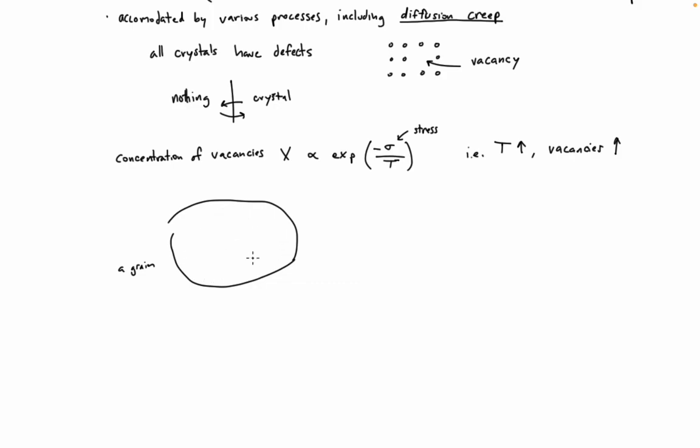For motion to happen, the grains need to change shape. So let's say this grain is being stressed in this direction; it's being squeezed. The vacancies will move. So you'll have areas with higher concentrations of vacancies, and then there'll be motion from those areas to areas with less concentration, and the overall effect of that will be for the grain to change its shape.